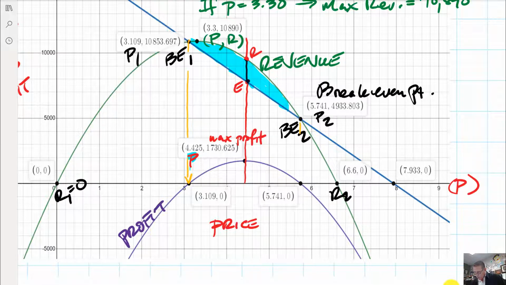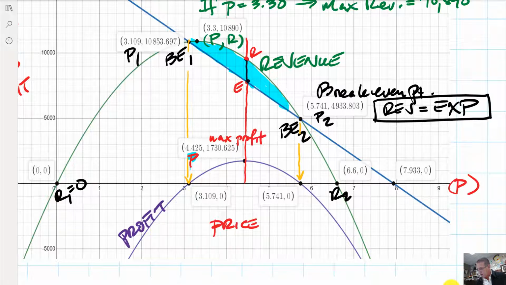Notice the break-even prices occur where the profit function meets the x-axis. That's important because the break-even points are where revenue equals expenses. Now, if revenue equals expenses at the break-even point, this is a main concept right here, that means profit equals 0, and that means loss equals 0.